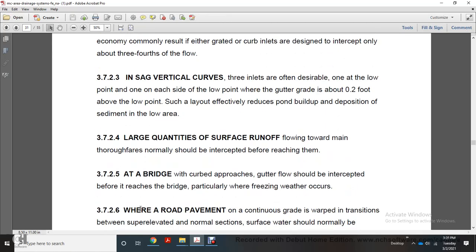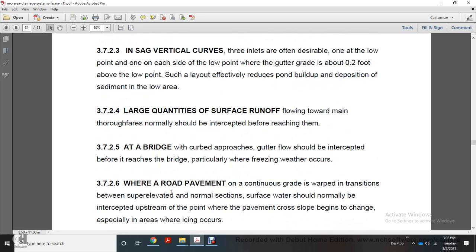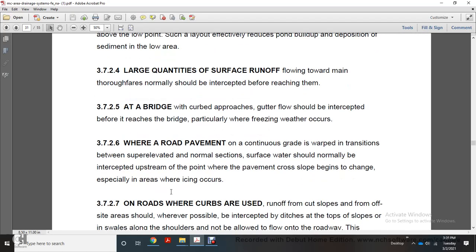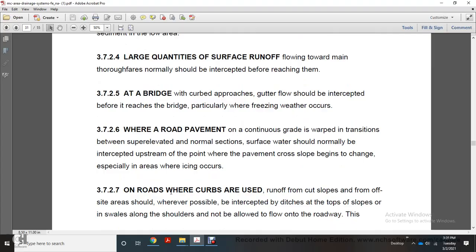At a bridge with curbed approach, the gutter flow should be intercepted before reaching the bridge, particularly when freezing weather occurs. Where a road pavement continues on grade with a warp transition between super-elevated and normal sections, the surface water should normally be intercepted upstream of the point where pavement cross slopes begin to change. Special attention is needed where icing occurs on roads where curbs are used to run off the cut slopes from off-site areas, where it is impossible to intercept with a ditch at the top of the slopes. Swales along the shoulder are not allowed with flow on the roadway.